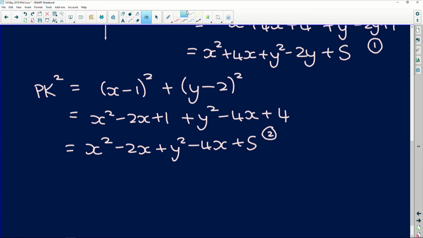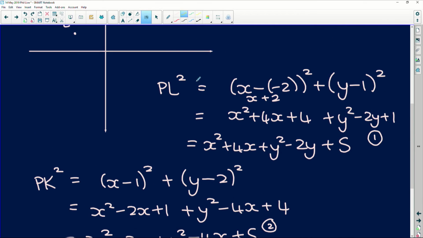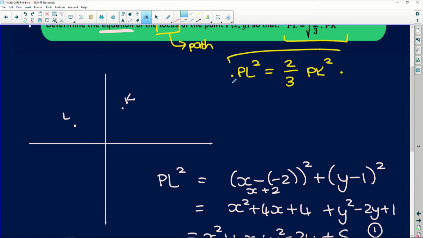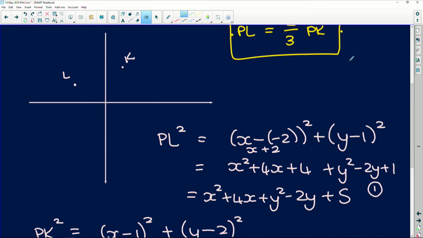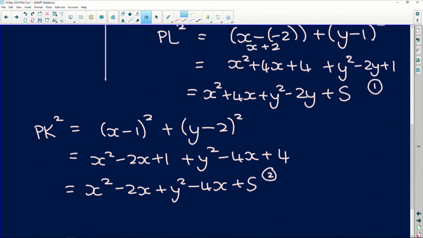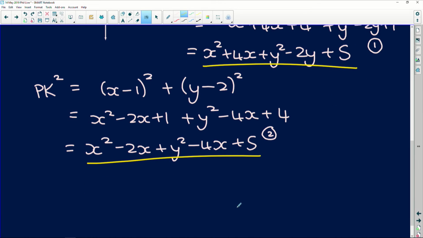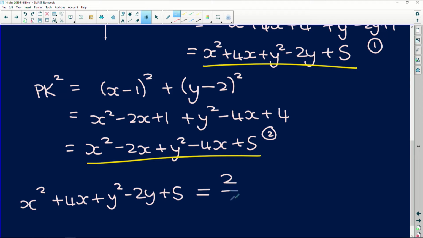Okay, so remember from up top here, we said PL squared is equal to 2/3 PK squared. So now we can go and put that into that equation. So PL squared is over here, PK squared is over here. So we say that original thing, x squared plus 4x plus y squared minus 2y plus 5 is equal to 2/3 of x squared minus 2x plus y squared minus 4x plus 5.